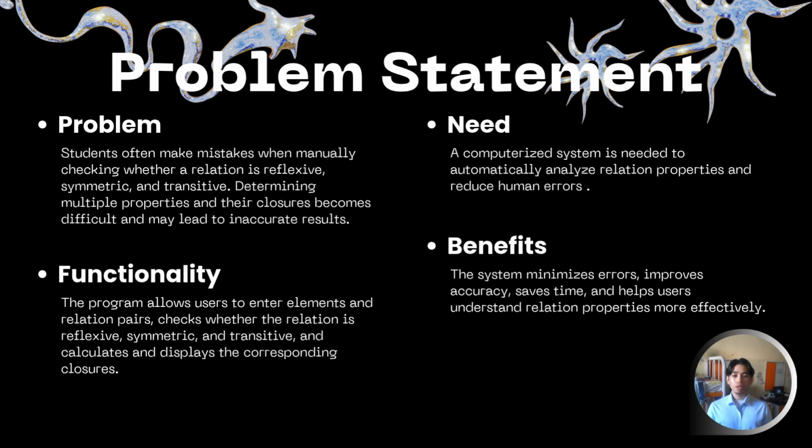Problem statement. First, problem. Students often make mistakes when manually determining multiple relation properties and their closure. 2. Functionality. The program allows users to enter element and relation pair, check whether the relation is reflexive, symmetric, and transitive. Also, calculate and display the corresponding closure. 3. Need. A computerized system is needed to automatically analyze relation properties and their closure. For benefit, the system minimizes error, improves accuracy, saves time, and helps users to understand more about relation properties.